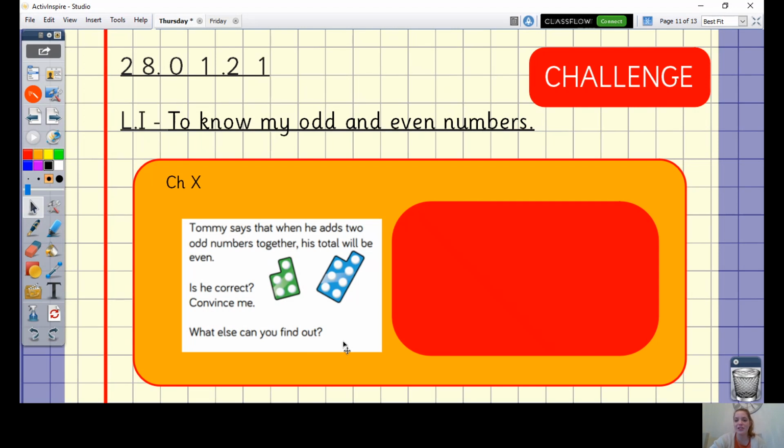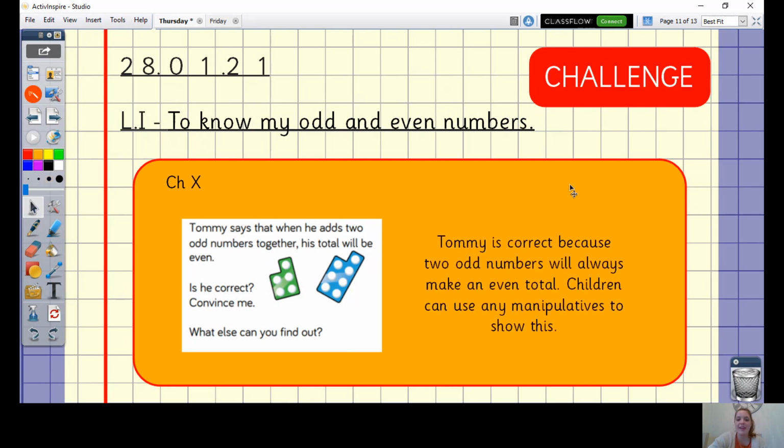Okay, so make sure you have a go at this challenge X before you come back together with me so we can share the answers to this. Okay, so Tommy is correct because two odd numbers will always make an even total. Okay, and you can use any resources to show this or any pictures as well to show this.